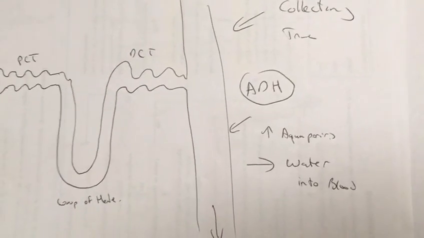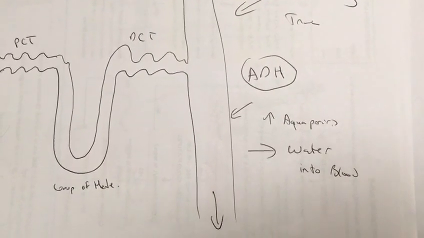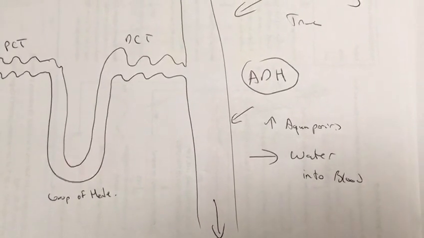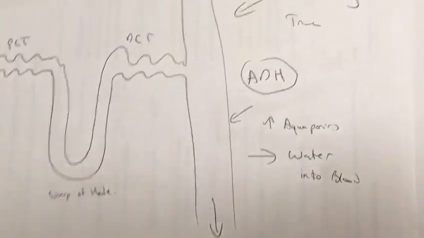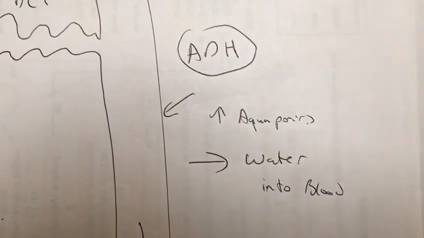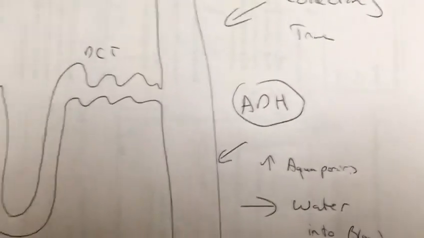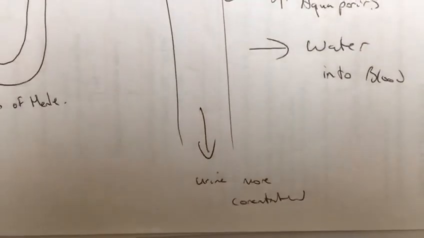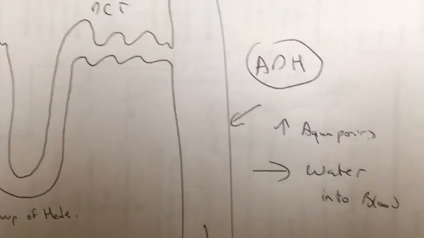So when you get thirsty, more ADH is produced, and this draws in water to the body so your blood pressure can be maintained, and you can go on living until you get water again. So ADH causes aquaporins to be produced in the collecting duct, which draw water back into the blood. This will inevitably concentrate the urine. So the urine will be higher in sodium and higher in urea if there's a lot of ADH produced in the collecting ducts.